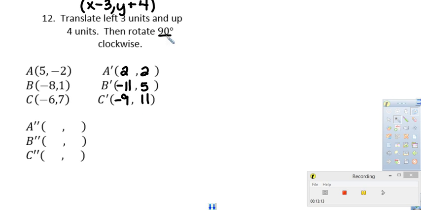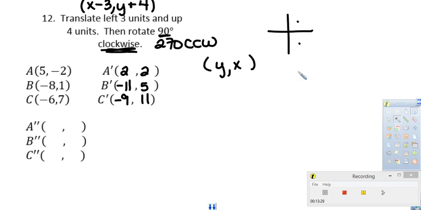Then we're going to rotate again. Be careful. It says 90 degrees clockwise. We need to remember that clockwise 90 degrees is the same as 270 counterclockwise. So we've done that rule several times now. Switch them, and since we are going from the first quadrant to the fourth quadrant for a 270 counterclockwise rotation, the y value went from positive y to a negative y, so negate the y spot.